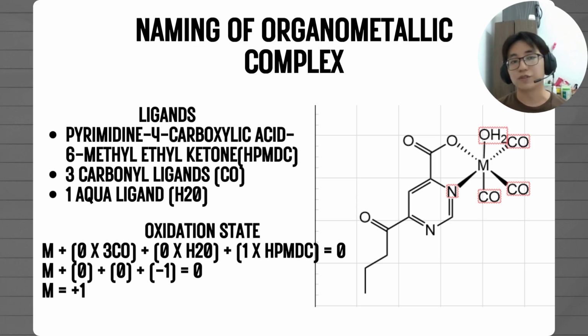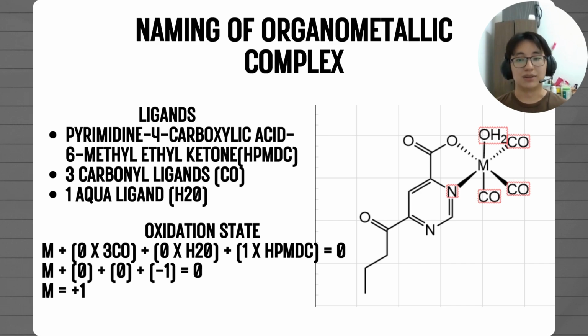On the other hand, for the naming of the right side complex, it has a pyrimidine ligand with 4 still remaining as carboxylic acid, and the 6 changed from carboxylic acid into a methyl ethyl ketone. But since this is organometallic chemistry, we will call the whole ligand HPMDC. Therefore, there are similarly 3 carbonyl ligands bonded to the center metal ion and 1 aqua ligand, H2O, bonded to the center metal ion.